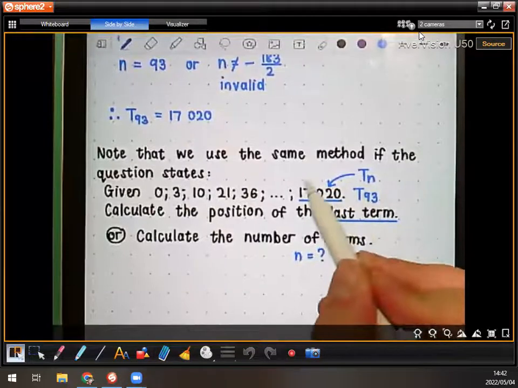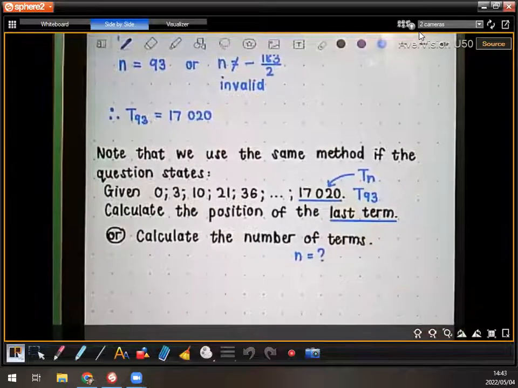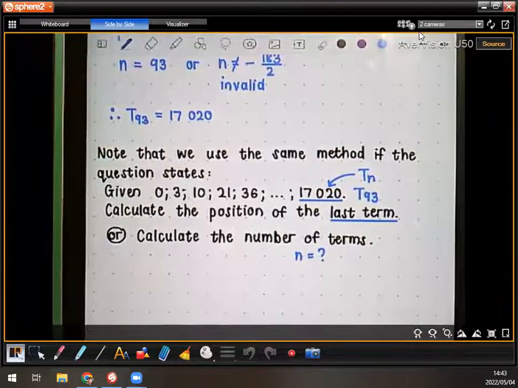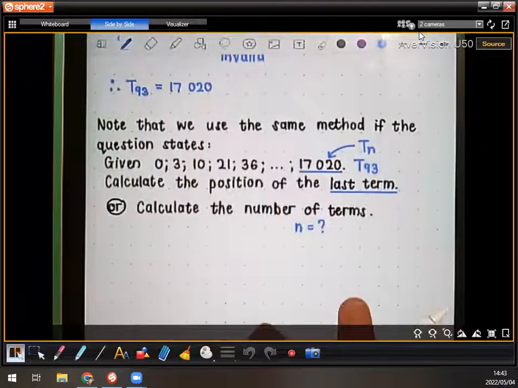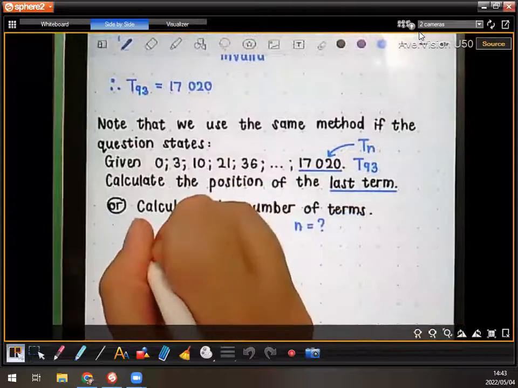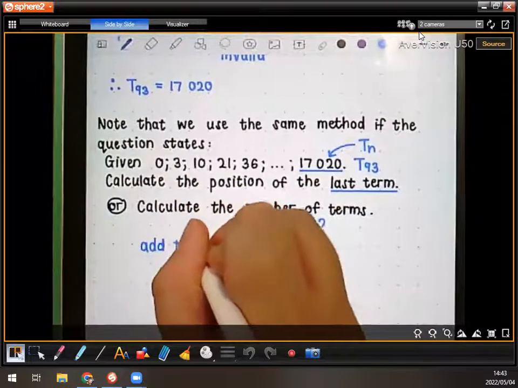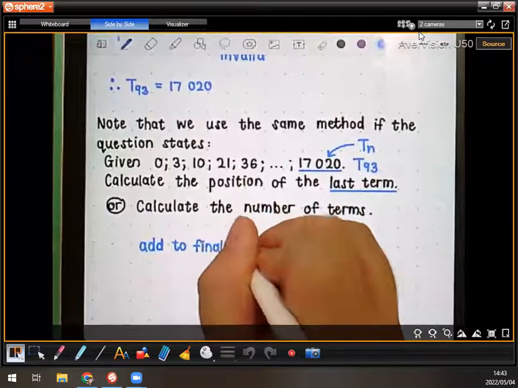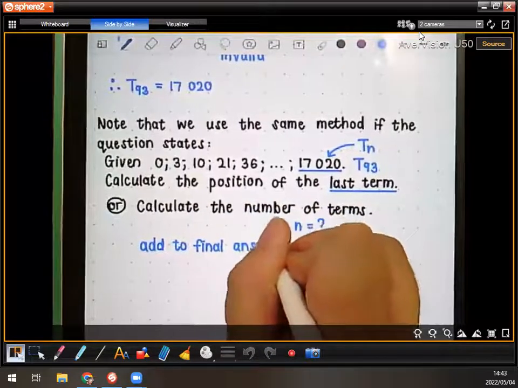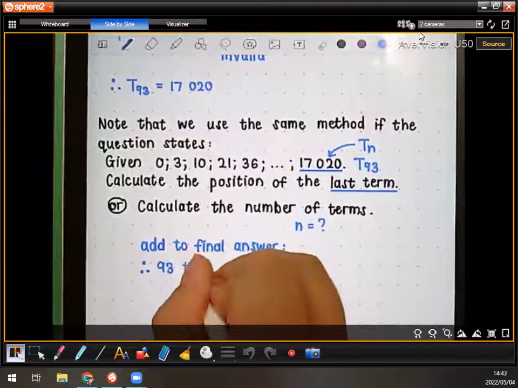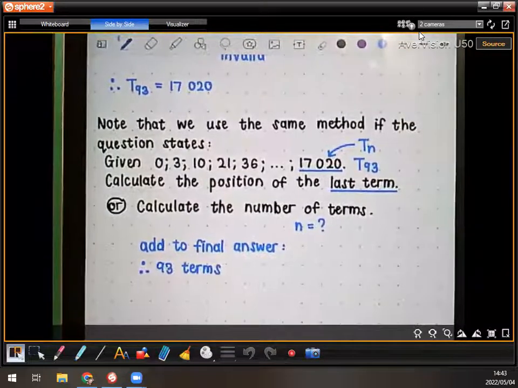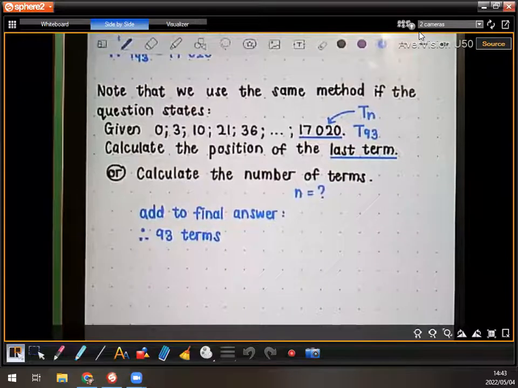So if you calculate that this last term is term 93, that means that there are 93 terms in the number pattern. So then instead of saying this as your final answer, you will just add, in blue, add to final answer: therefore, 93 terms. So if you're asking for the number of terms, you're just going to say 93 terms. So you find which term that is, and then that tells you how many terms there are.